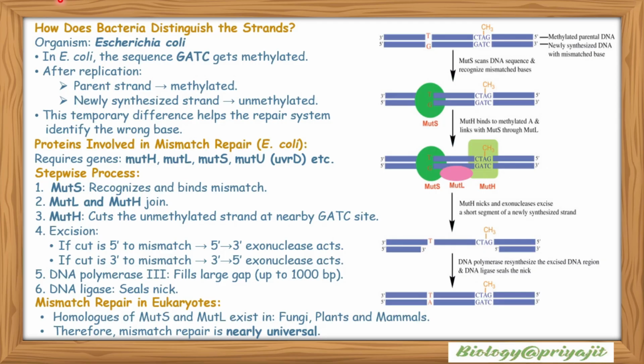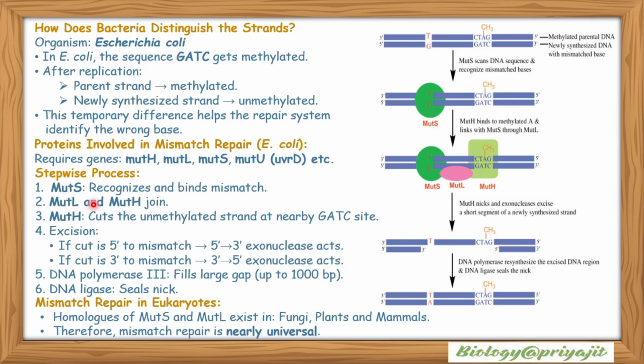How does bacteria distinguish the strands? In the case of E. coli, we know the sequence GATC gets methylated, and after replication, the parent strand is methylated and the newly synthesized strand is unmethylated. This temporary difference helps the repair system identify the wrong base. Proteins involved in mismatch repair in E. coli require genes like mutH, mutL, mutS, mutU or UvrD, etc.